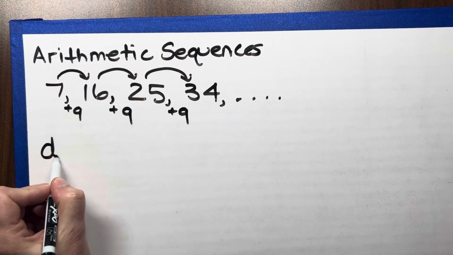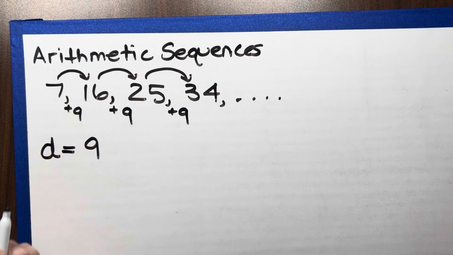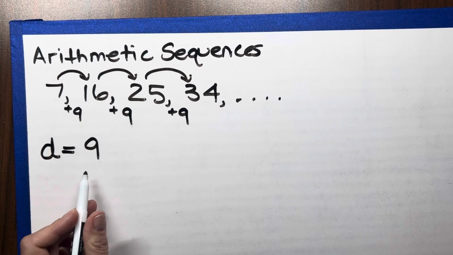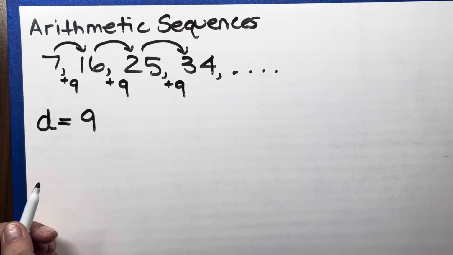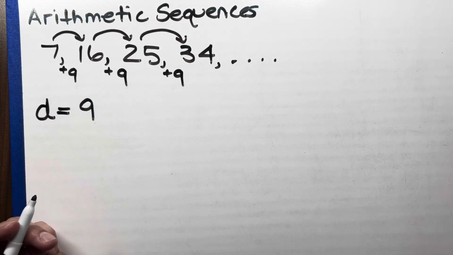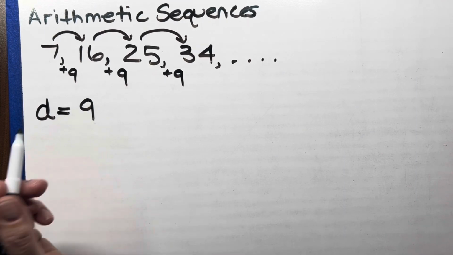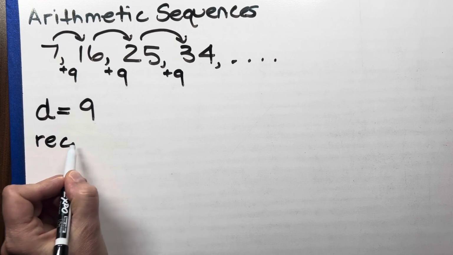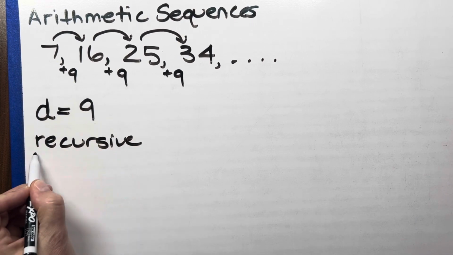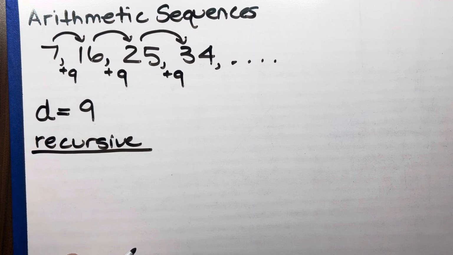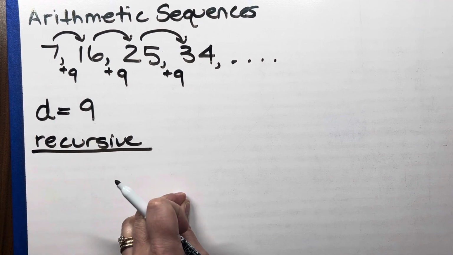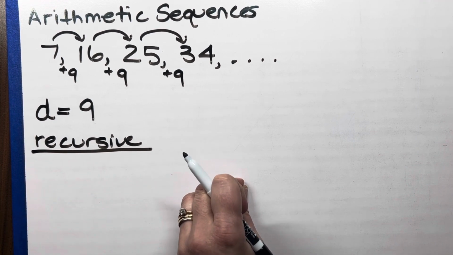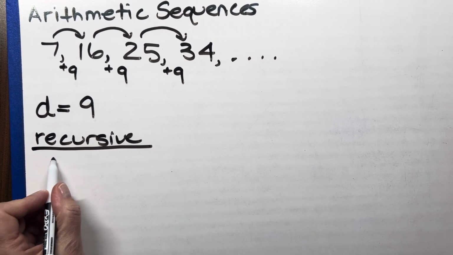That value we label as d. d is the common difference between our terms, and that's an important value to write our formulas for finding additional terms. There are two ways that we can write an equation for an arithmetic sequence. One of those is called recursive. The recursive formula is the less helpful of the two because we can only use it to find the immediate next term and then the next term after that. And it's in two parts.